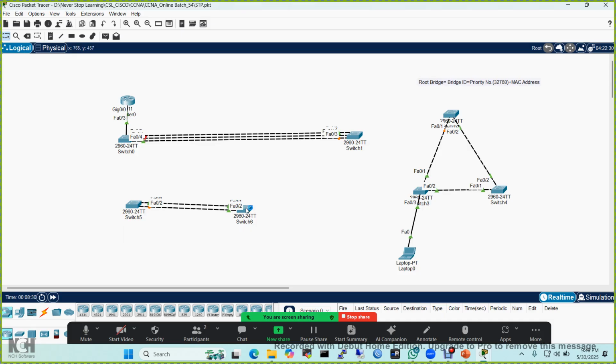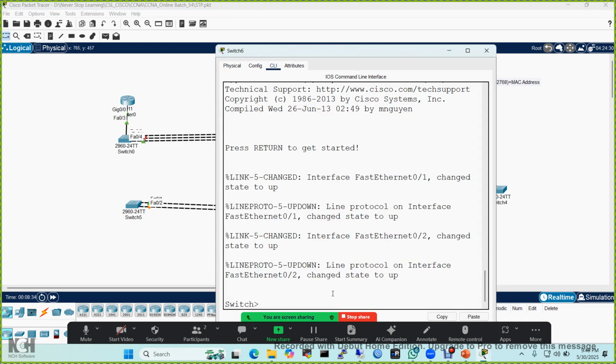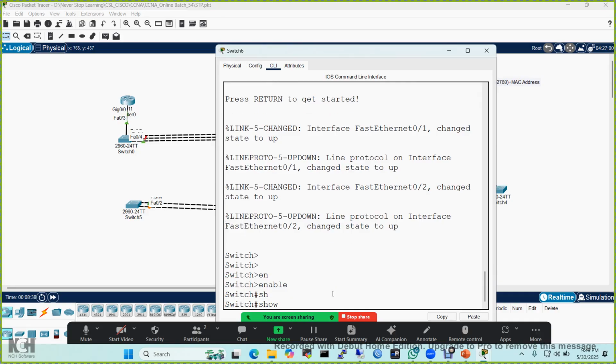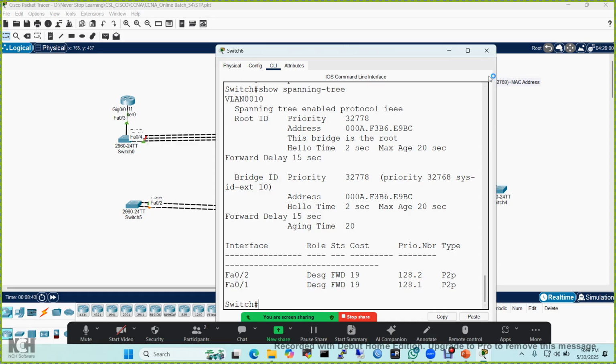Show spanning tree. Just a very simple command. Enable, show spanning tree, isn't it?